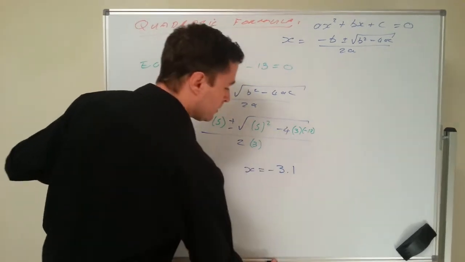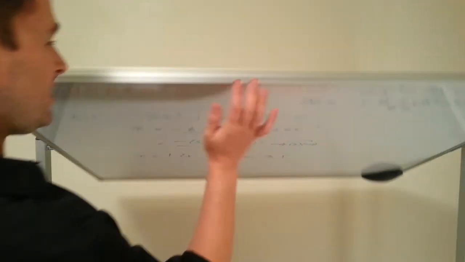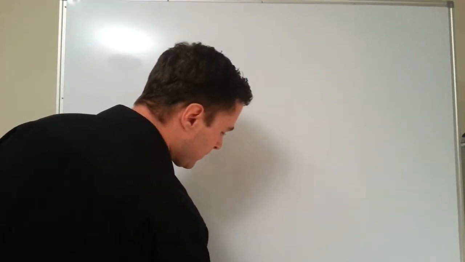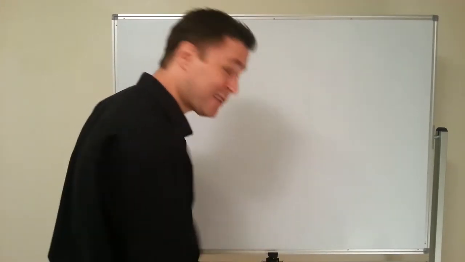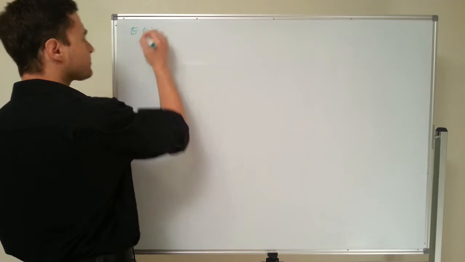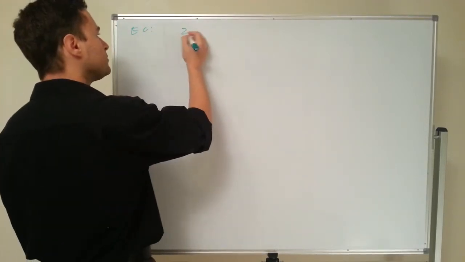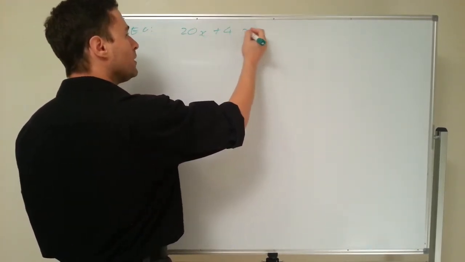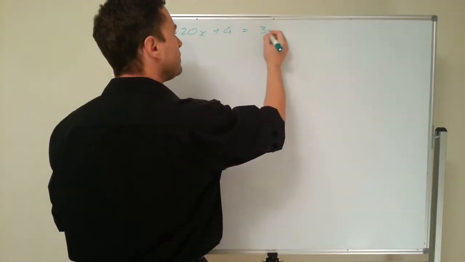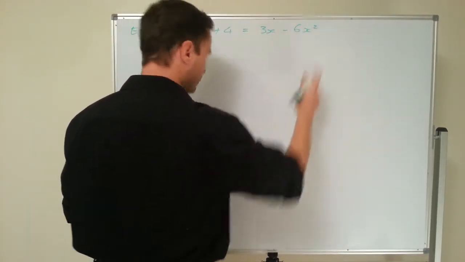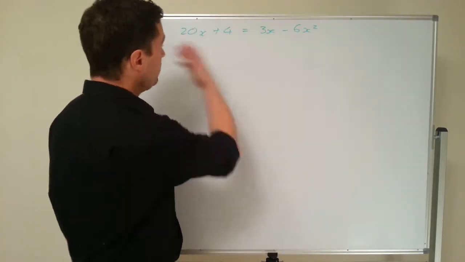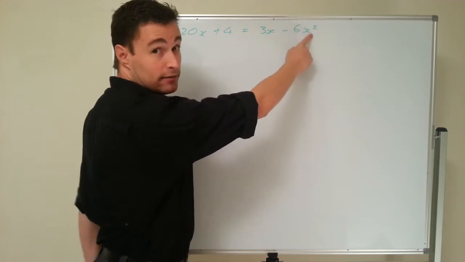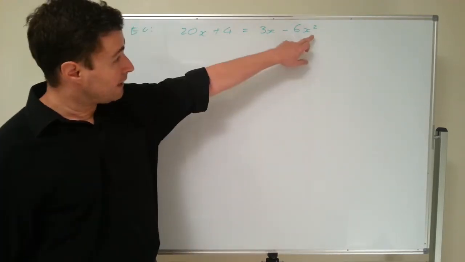Okay, let's try something a little bit more challenging. Well, once you've got this substitution down, it can't really get much more challenging, other than this extra step. So, let's take a look at the next example: 20x plus 4 equals 3x minus 6x squared. Now, first thing, alarm bells should be ringing, because this is a quadratic, highest power of 2. That's the guy I've got to worry about.